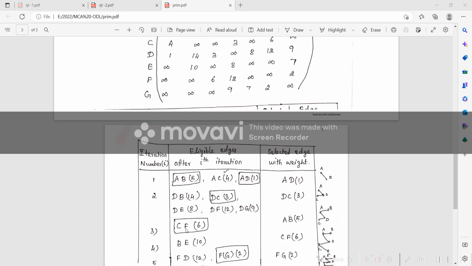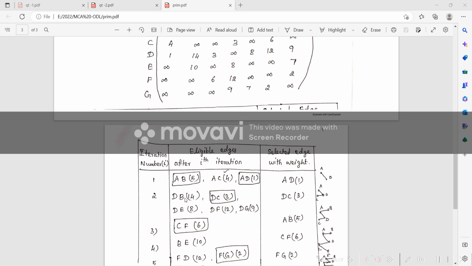Okay, so BE whose weight is 10. That alone we are not listed in this sequence. So we are having BE which is 10. Okay, so now we have to consider this one is not possible. These two are selected and this one is also selected.